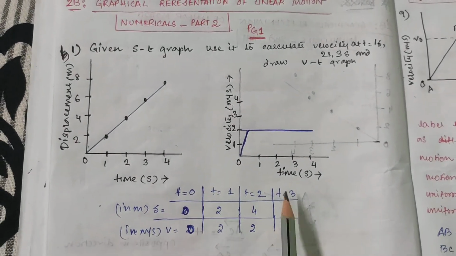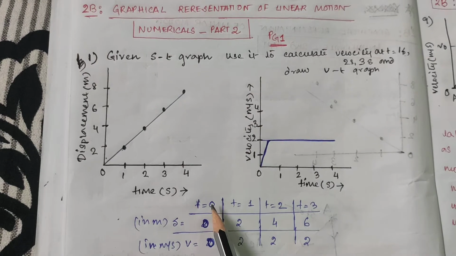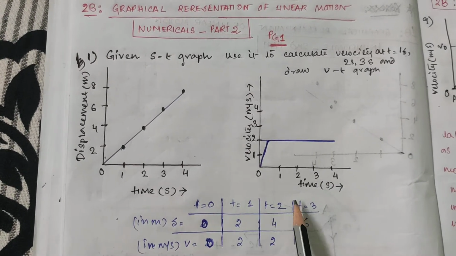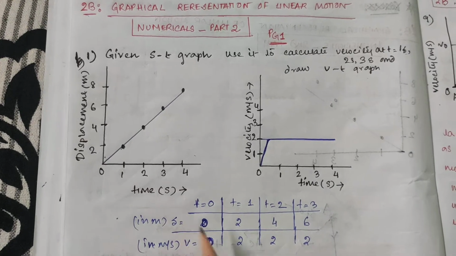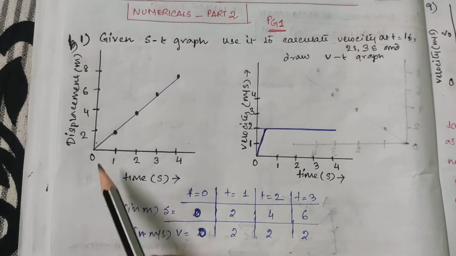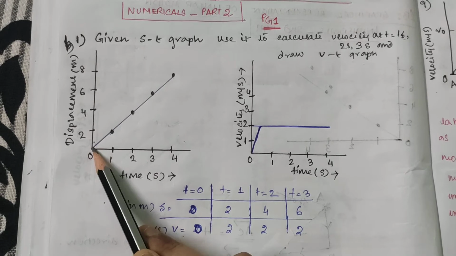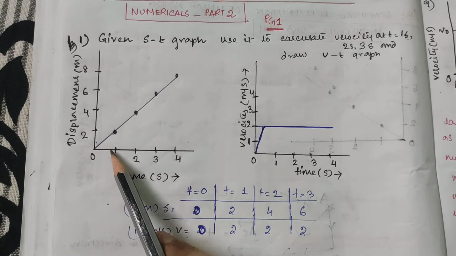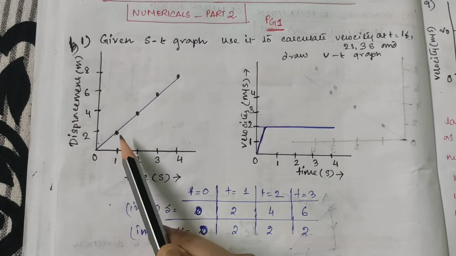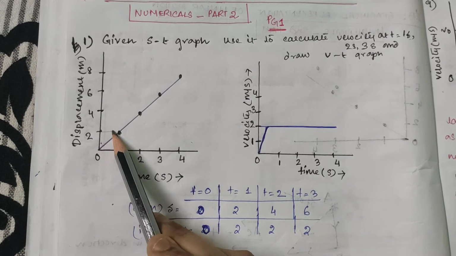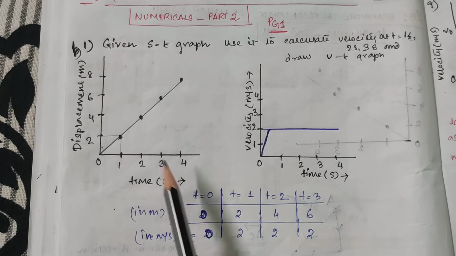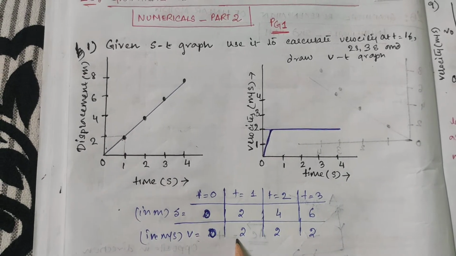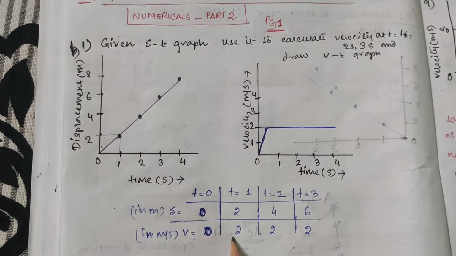I just made the table. I wrote t equal to 0, t equal to 1, t equal to 2, t equal to 3. Now S and V. S stands for displacement, V stands for velocity. See, at t equal to 0, S is 0. At t equal to 1, displacement is 2. So if displacement is 2, velocity will be 2 by 1, 2, because velocity is displacement by time.